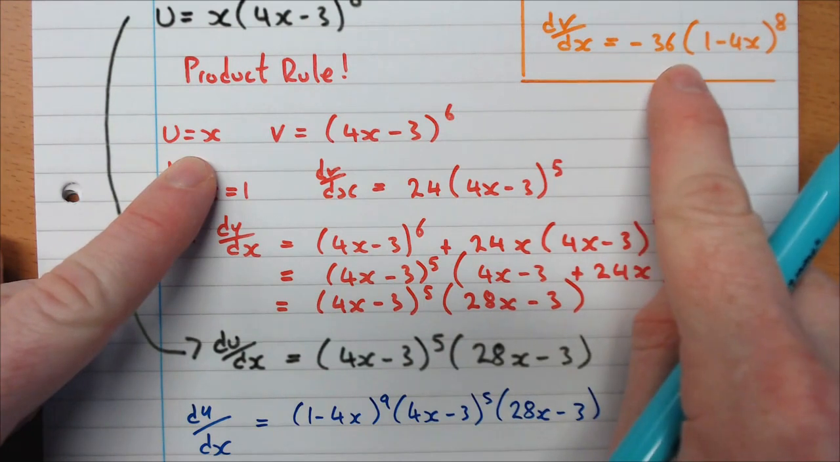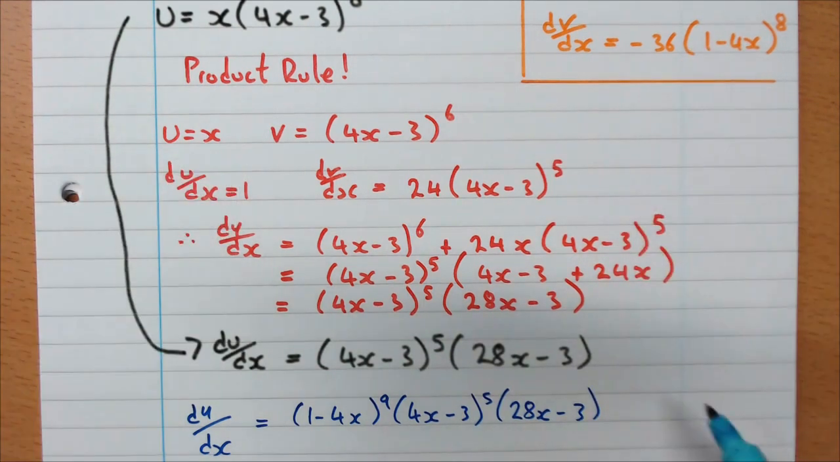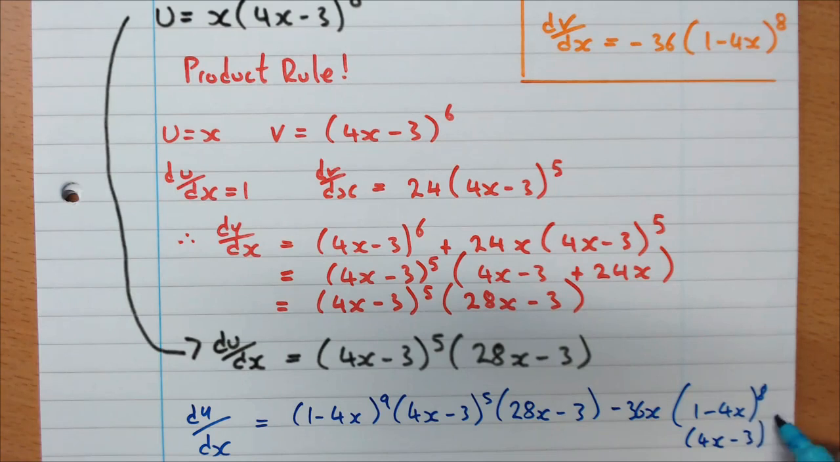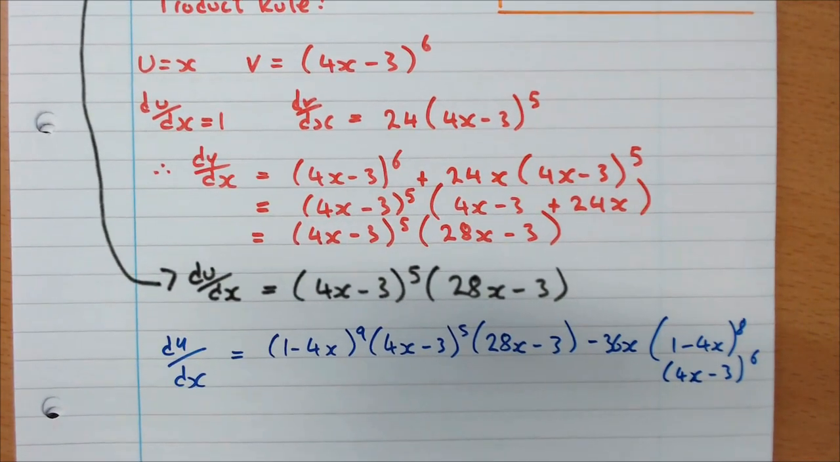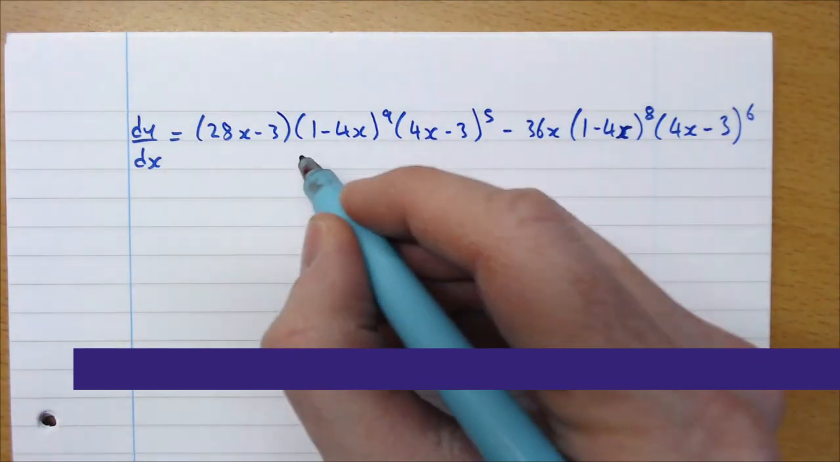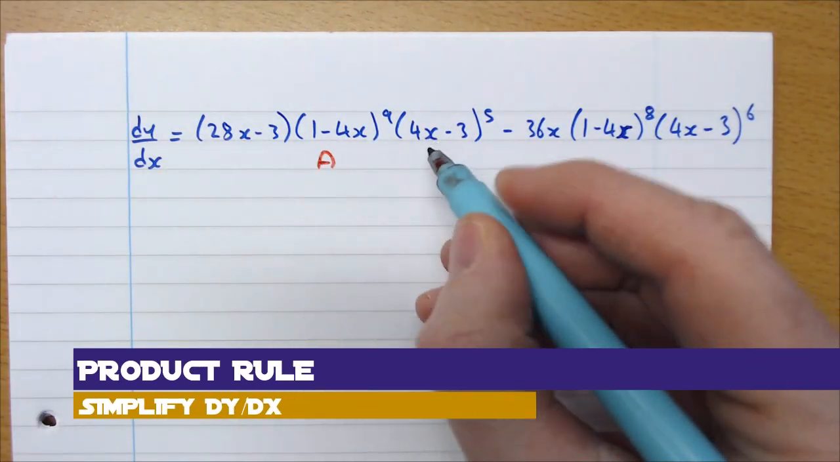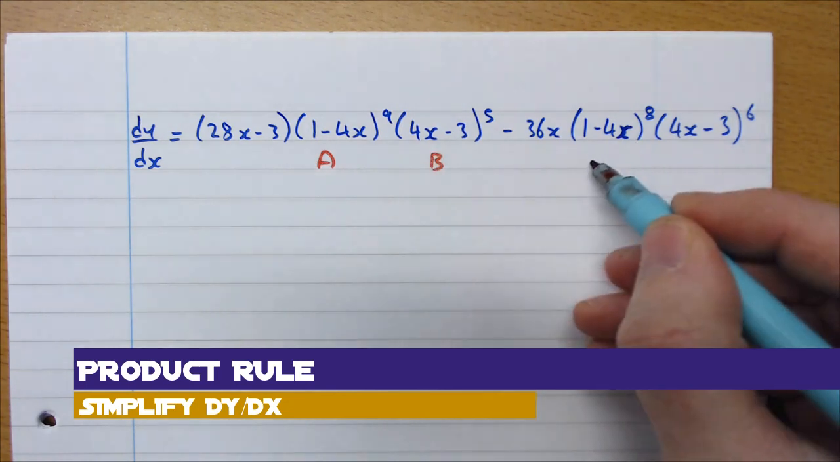So I've got x times that, x times −36. So I should have −36x times the two brackets that go with it, the (4x − 3) and the (1 − 4x). And again, I've run onto the next line here a little bit. I simply run out of room on my page. Very annoying. And if the question says differentiate it, you're done. That's your answer. But of course, you're probably going to have to simplify it. So I'm going to do that now as well.